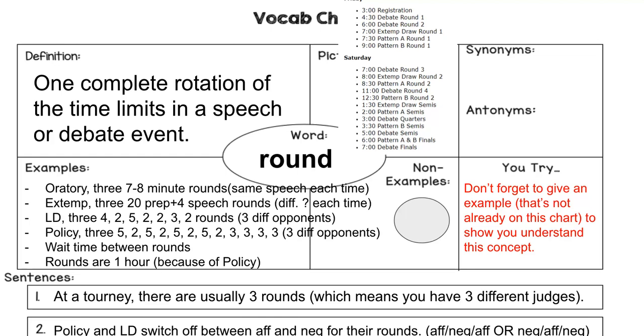It's not supposed to happen. If it does happen, it means a mistake happened. Okay, so does anyone have any clarifying questions? Because it's super important that you understand that you're going to have 3 rounds at a tournament.